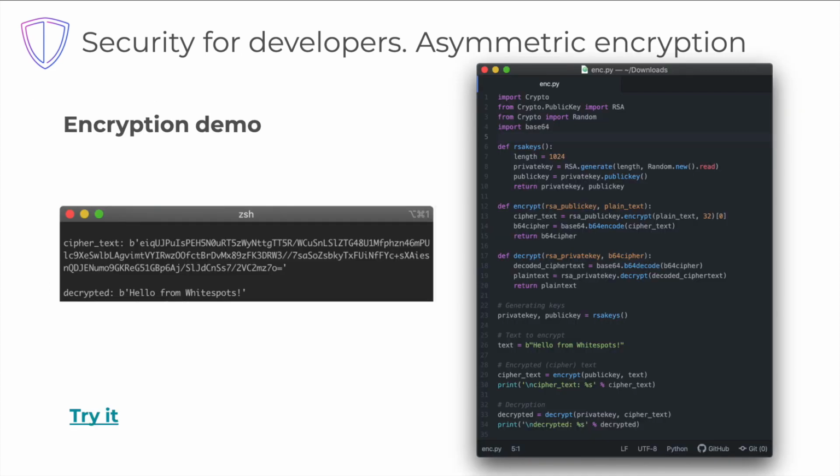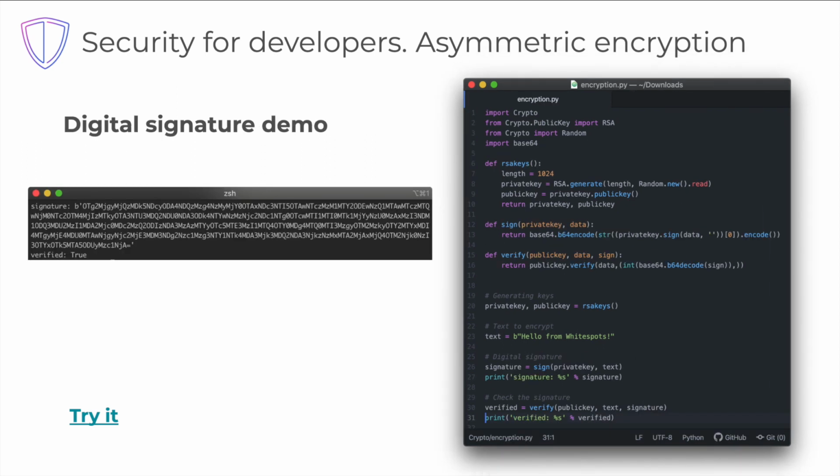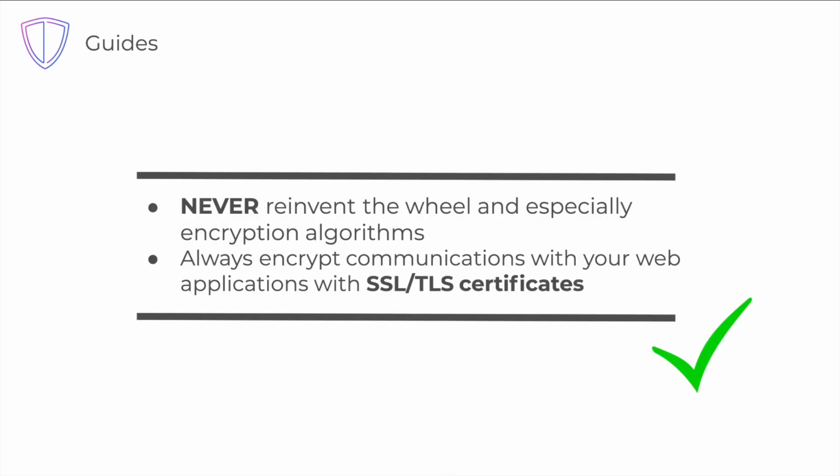We have prepared a couple of Python examples on encryption and signature verification for you. You can download and try these examples from the link given in the presentation. Our recommendations regarding encryption. First of all, never try to reinvent the wheel, especially when it comes to cryptography. And secondly, always encrypt the connection to your web application using SSL or TLS certificates.